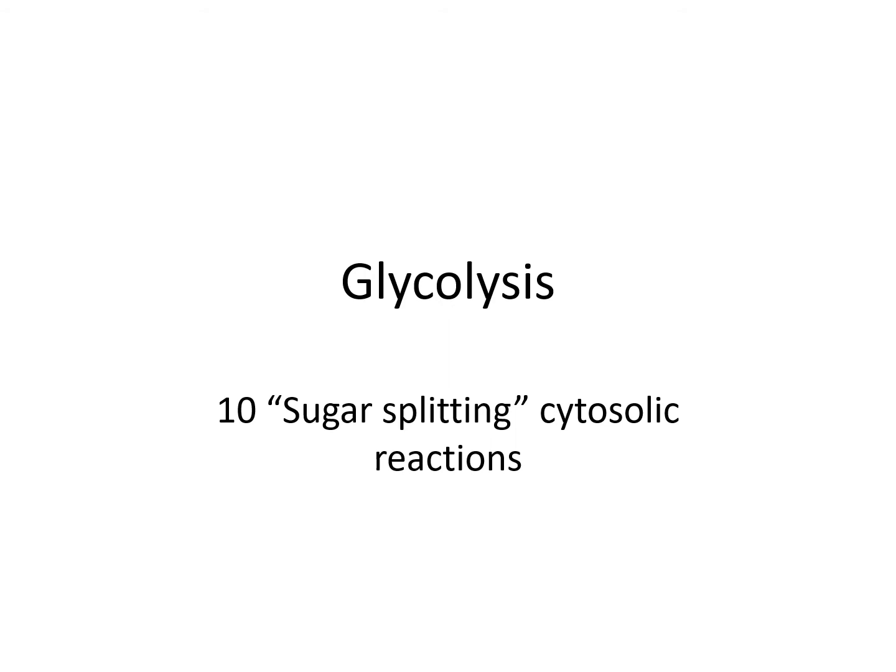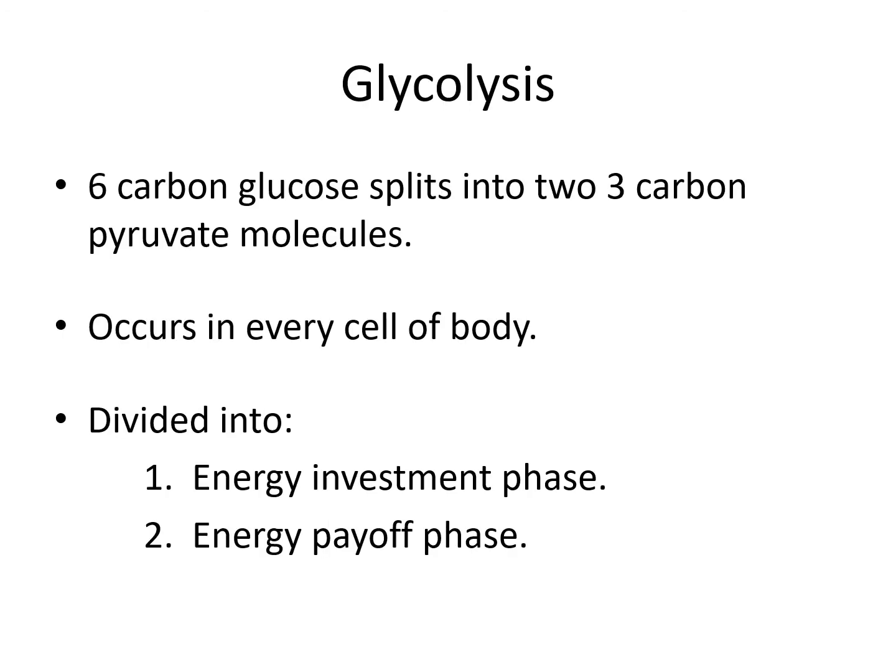Glycolysis occurs as a set of 10 reactions that is going to split glucose in half. And it, again, occurs in the cytoplasm. As the name describes, glycolysis is the breaking of glucose. Glucose is a 6-carbon molecule, and it's going to get split into two 3-carbon pyruvate molecules. Of course, this occurs in just about every cell of the body.